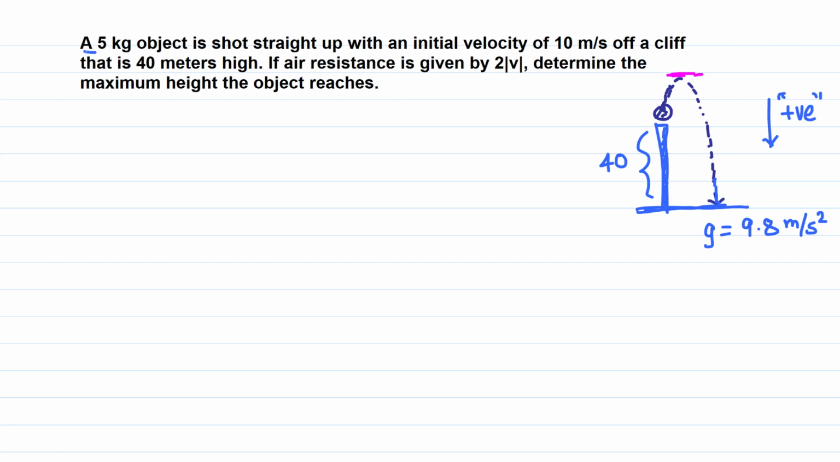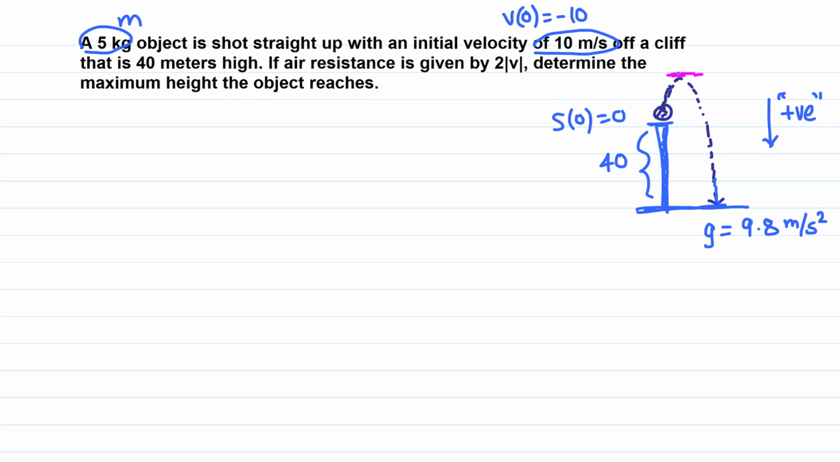So this is mass m, initial velocity v0, starting here and now going up, so it will be negative for our purpose because we said downward is positive, off a cliff that is 40 meters high. We can start at position 0 so that our calculations look easier. Air resistance is this. Determine the maximum height the object reaches.